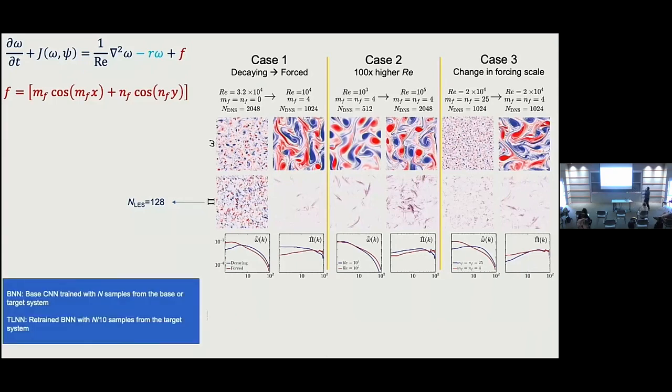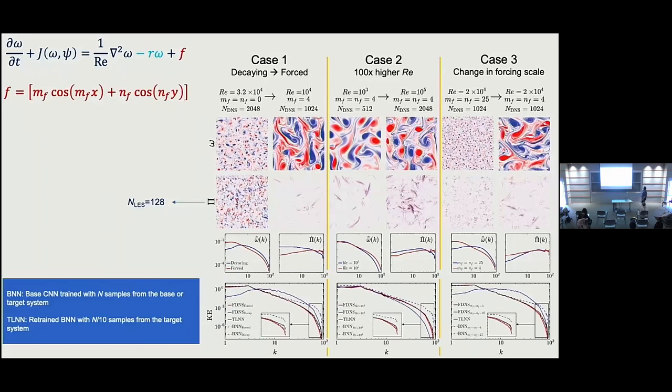So we train a base CNN using the base system with n samples, and then with tens of samples, we retrain the base CNN and call it the TLNN. Now, there's a lot here, and these are online results. The point is, like what I showed you before, if you do not do transfer learning, the spectrum is going to be different. It's not going to work. You get this dashed blue line rather than the solid red line, which is the true spectrum. On the other hand, if you do transfer learning for all these three cases, which are much more challenging than what we did before, this actually works well.